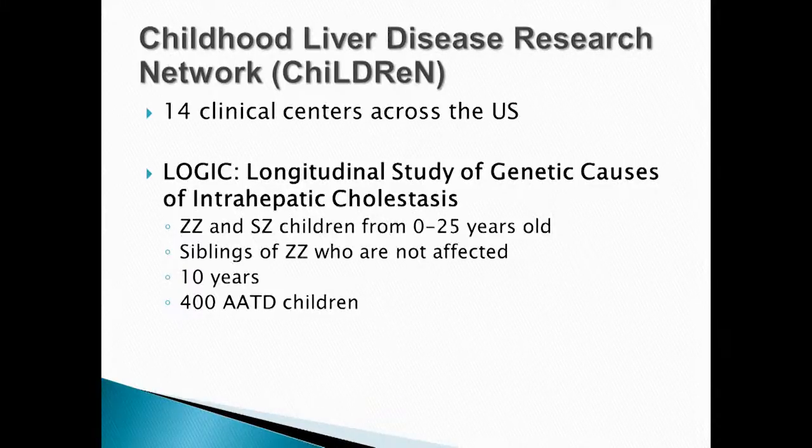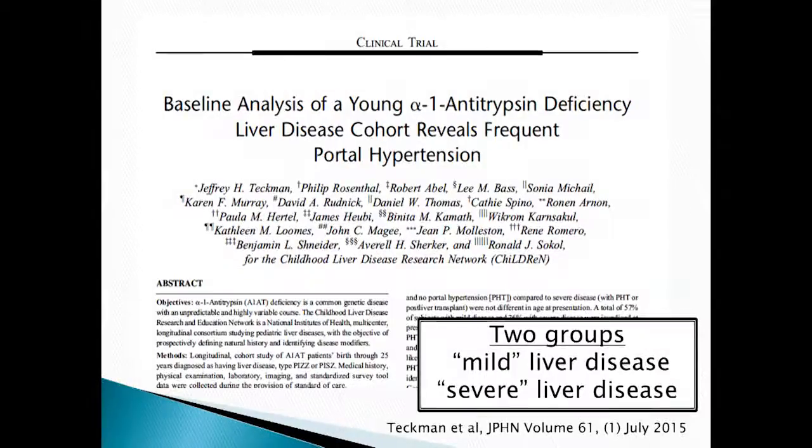And so this is the first report from this study, where children have been followed up to 10 years. And to be in this study, you had to be a ZZ, an SZ, or a sibling of a ZZ. And the goal is to get 400 children in this study. They're not quite there yet, but they're pretty close. So this report that was published had 280 patients or so in it, which is quite a large number of alpha children. And they were able to really describe two different clinical patterns of liver disease.